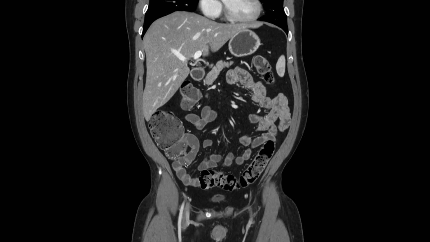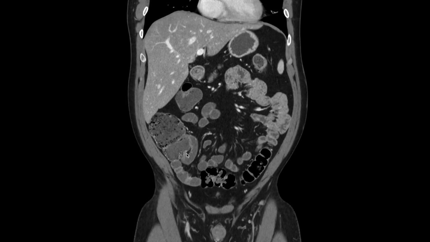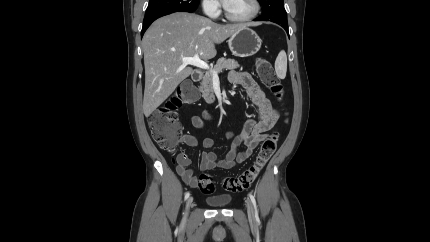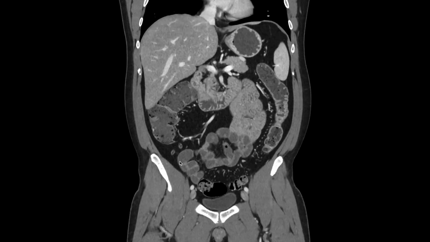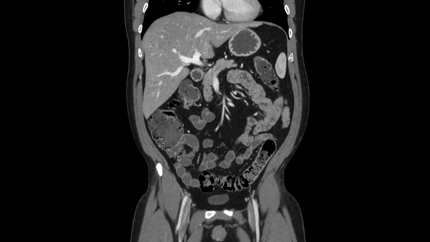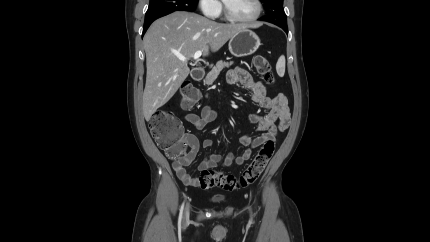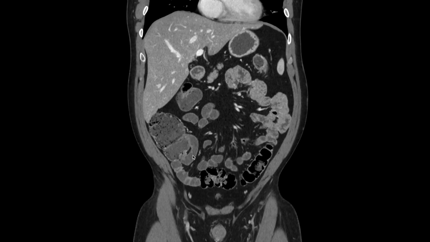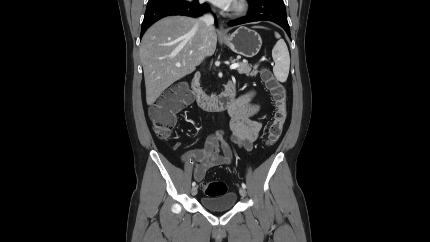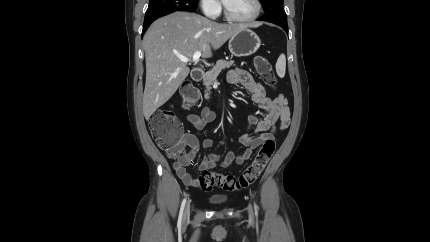And we always look for the appendix. Here is the appendiceal base, and follow the appendix out to the tip. Here's the expected location of the ileocecal valve and ileocecal junction. Here's the terminal ileum, and some of the distal ileum here.